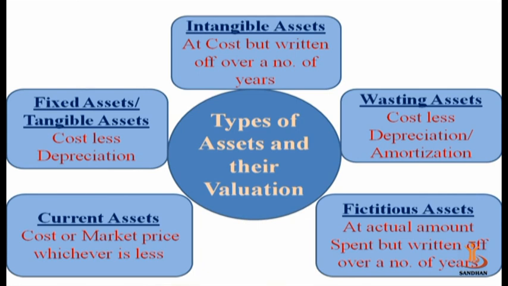Next is current assets. The current assets are shown at cost or market price, whichever is less. So the cost price and market price of the assets are compared and then they are shown in a balance sheet. The next is fictitious assets. The fictitious assets are shown at actual amount, whatever expenditure was made, and again it is written off over a number of years. So in our topic regarding depreciation, why is this valuation important?